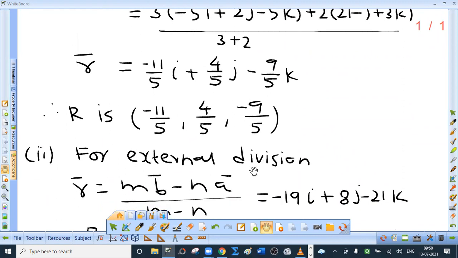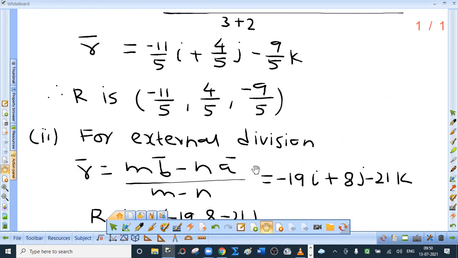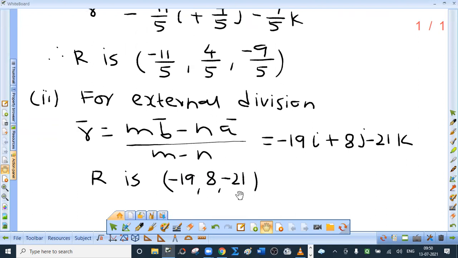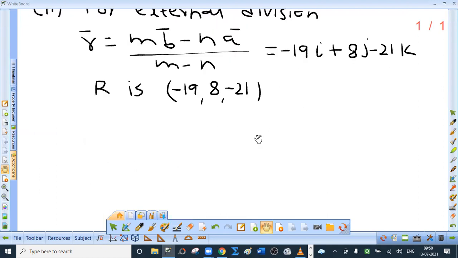For external division, R bar is MB bar minus NA bar upon M minus N. You should get minus 19i plus 8j minus 21k. So the coordinates of R are minus 19, 8, minus 21.